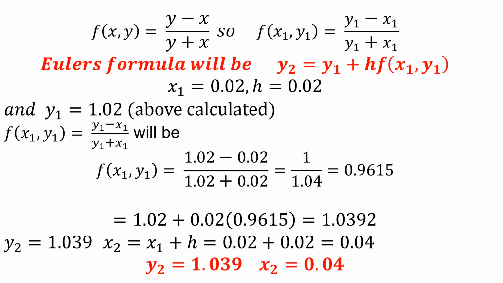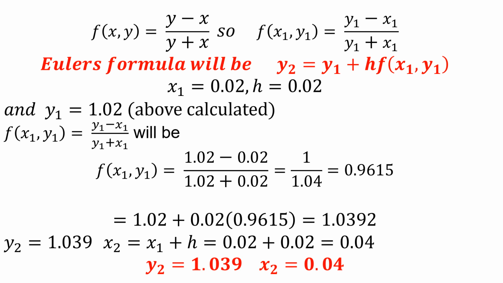This is the calculation for the function. Accordingly the answer for the second step will follow, because we have first calculated the function. X1 is given, y1 we have calculated, and the value of h we have already calculated. So f of x1, y1 we have calculated, and accordingly you can put the values.